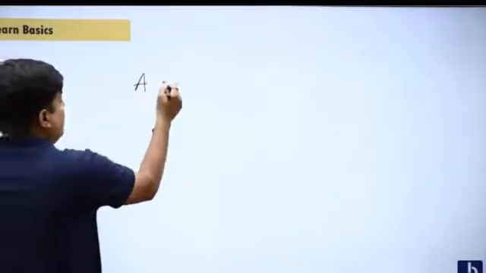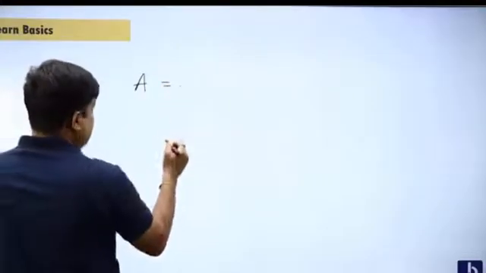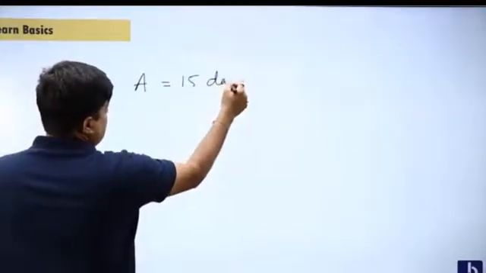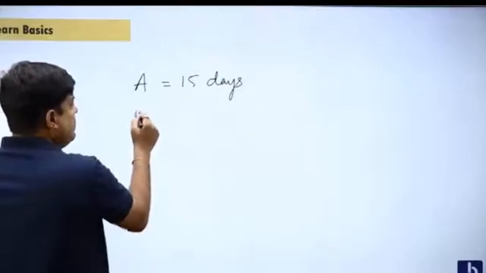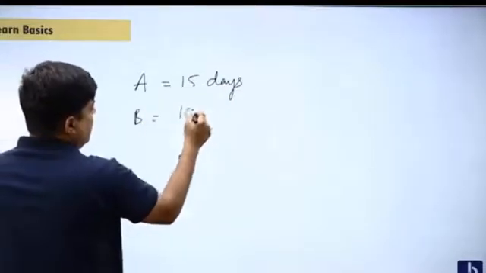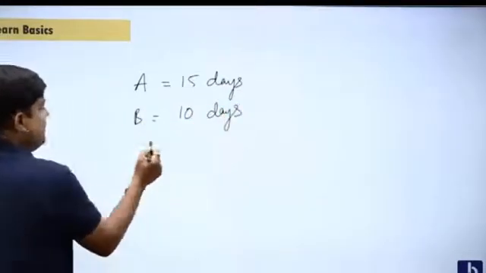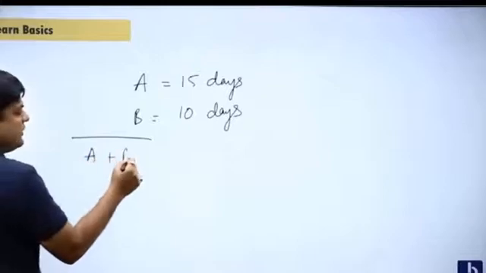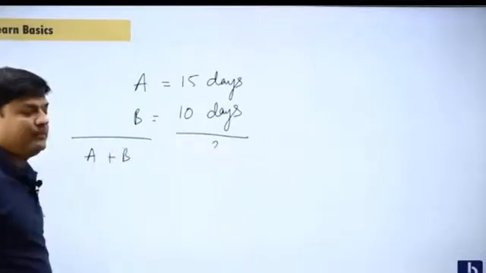A can do a piece of work in 15 days. B can do the same piece of work in 10 days. In how many days can A and B together do the work? Following, everybody? Clear? This is quite simple.